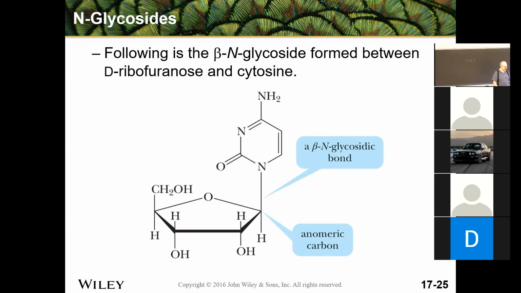Okay, so here is the glycoside formed between D-ribofuranose and cytosine. We have this beta-glycosidic bond.